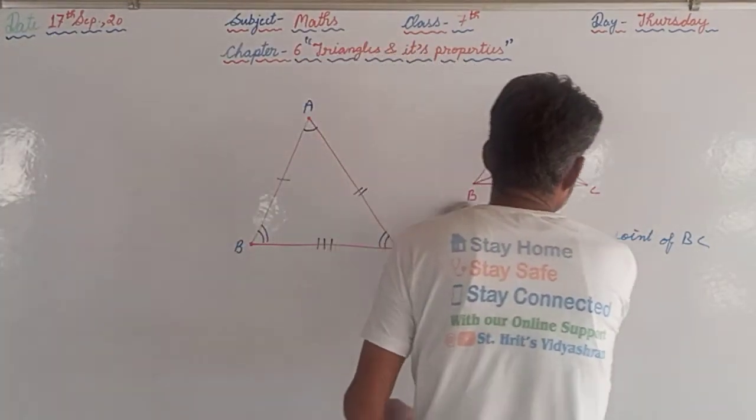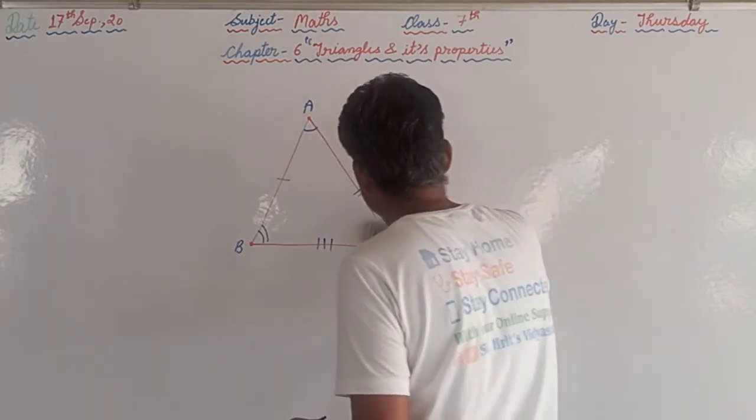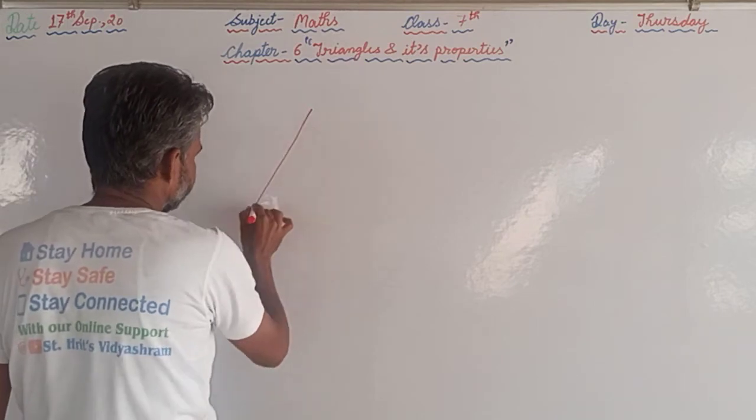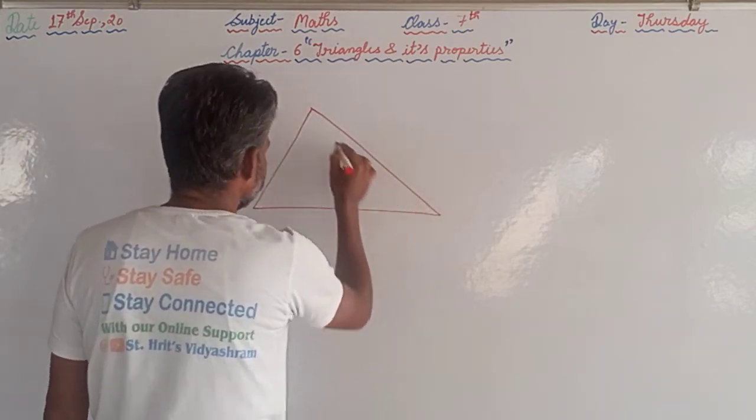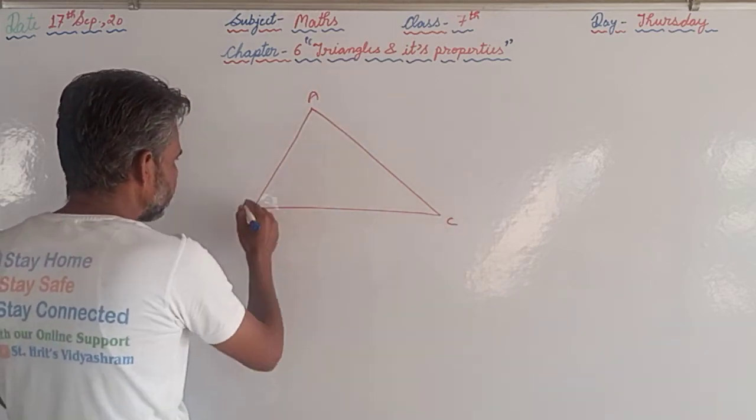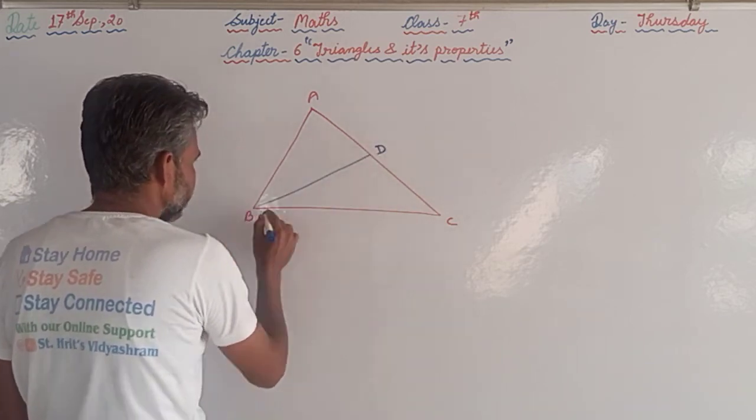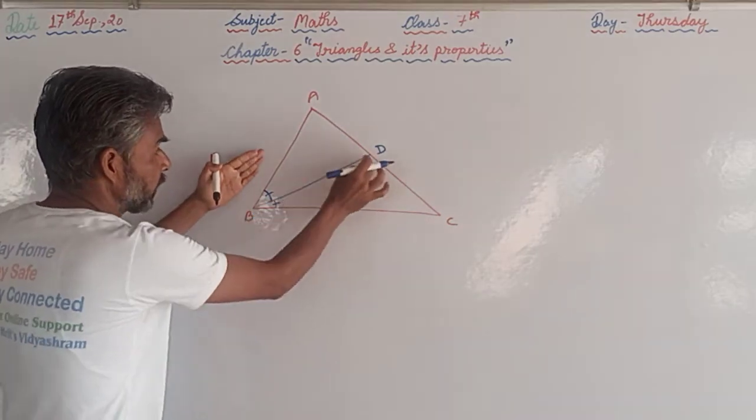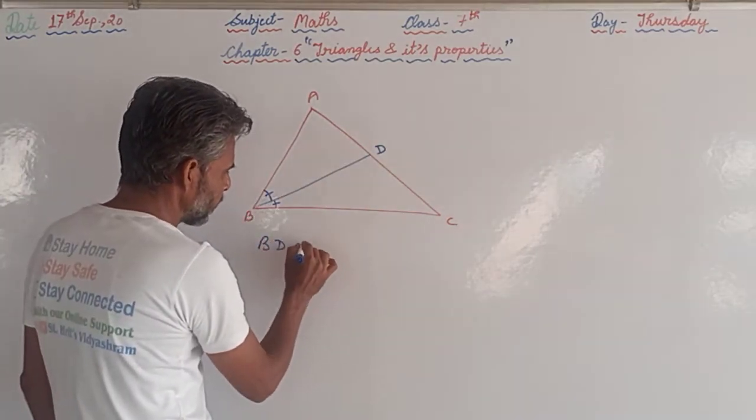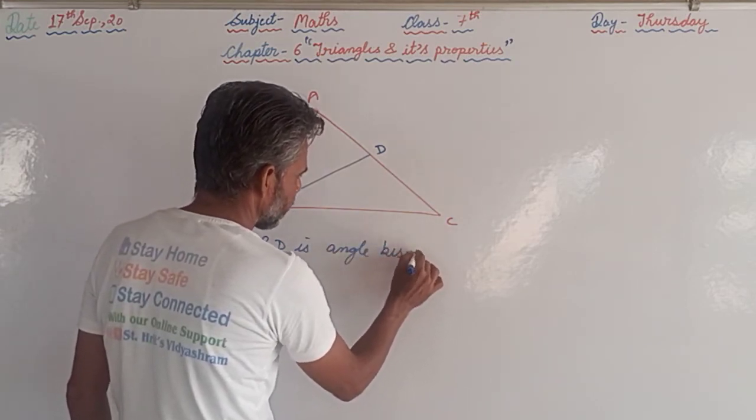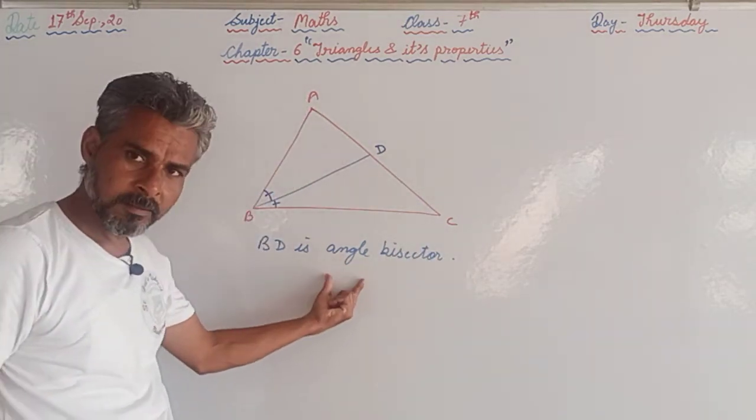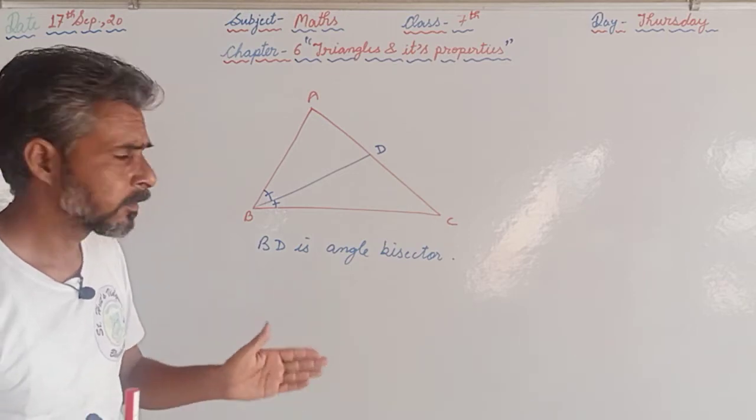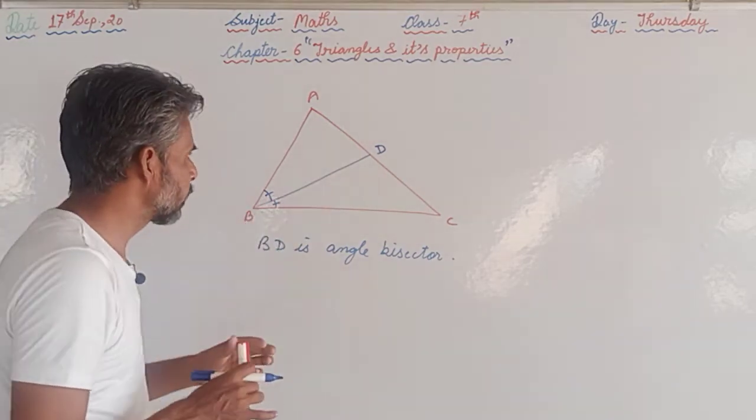At the same time, if any triangle ABC is there, and angle B is there, then any line BD which divides the angle B into 2 equal parts, this angle ABC divided by BD into 2 equal parts, then BD is the angle bisector. Bi means 2, sector means parts. The line which divides the angle into 2 equal parts is known as the angle bisector. So here BD is the angle bisector of angle ABC.